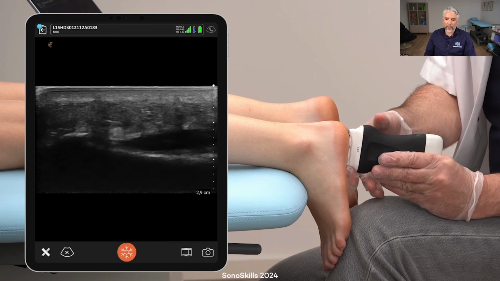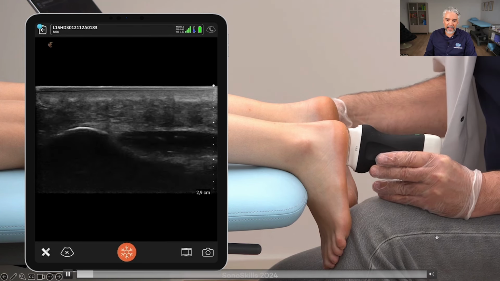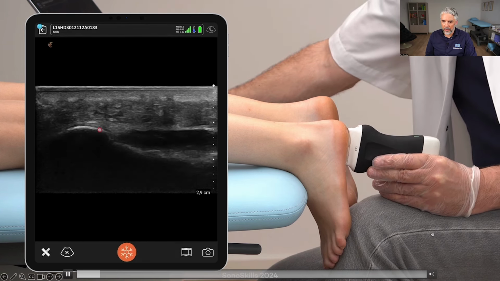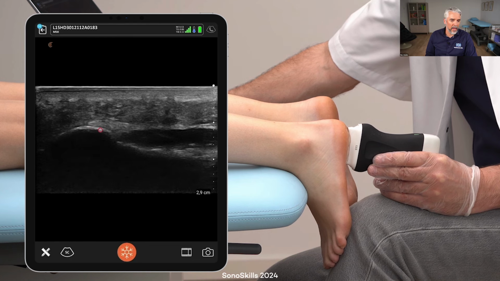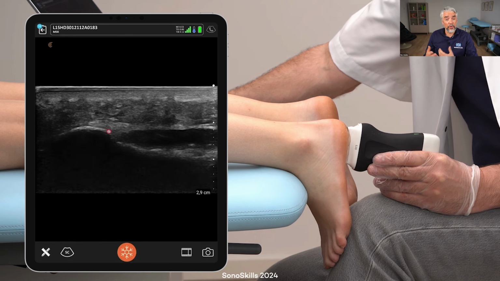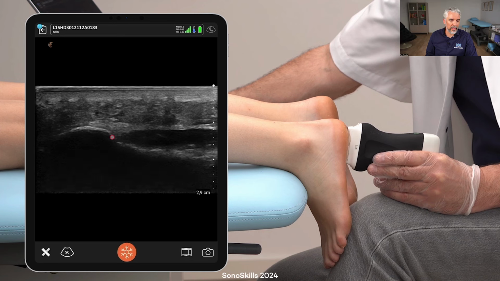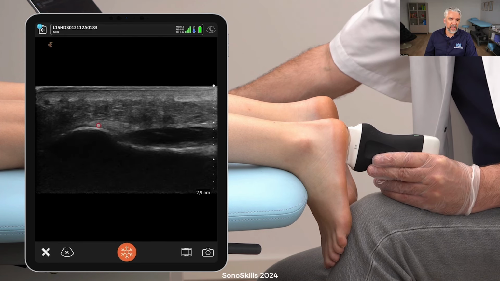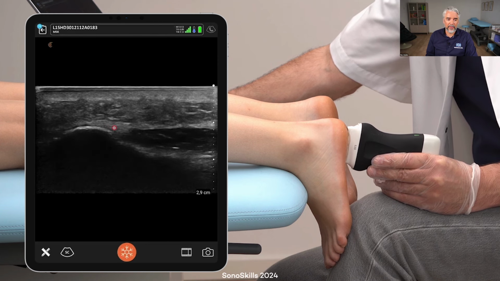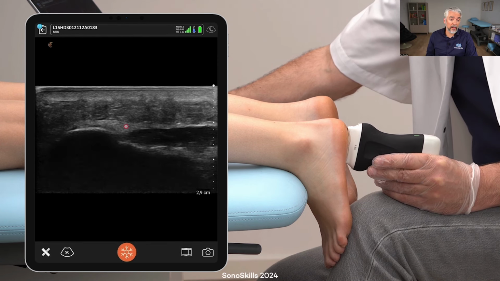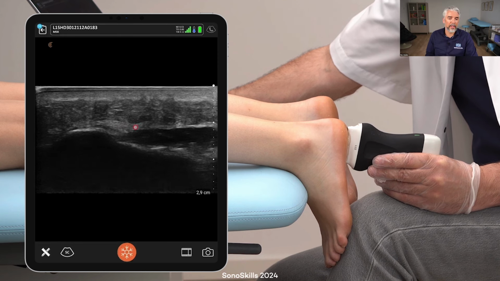So let's have a look how to scan it. Placing the transducer on the heel, you can see the marker indicating the calcaneus. It should be smooth, so we should not see any cortical irregularities. Also no pointy edges, that could be a heel spur. And then there you can see the thickness of the plantar fascia. It should be straight, the plantar fascia, or horizontal in screen.